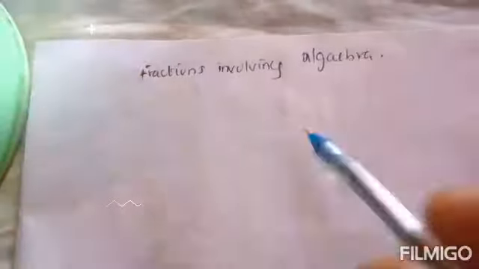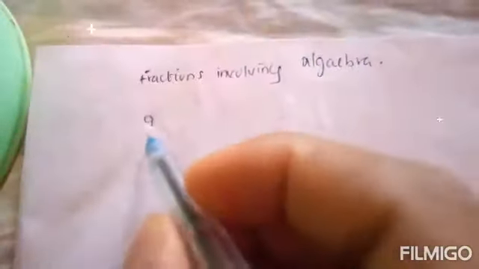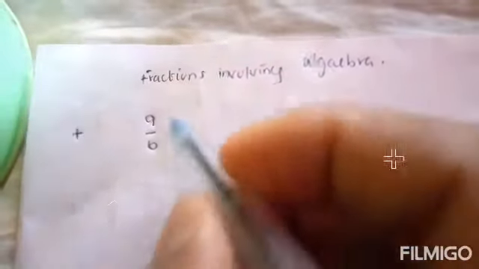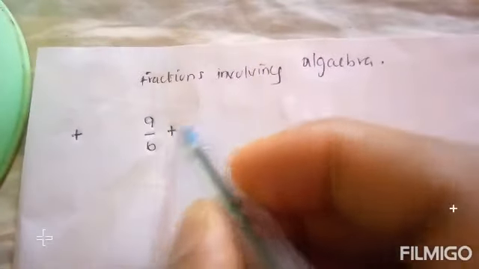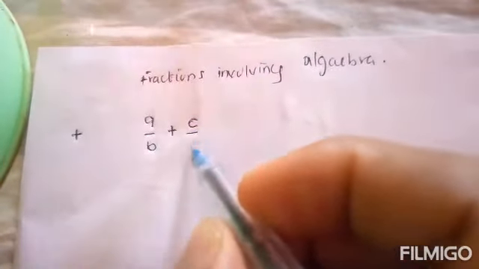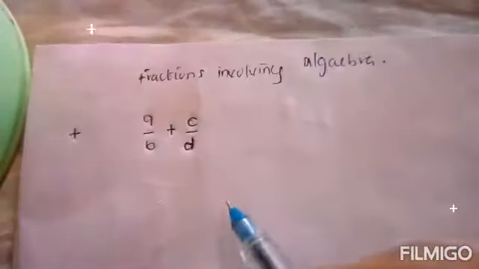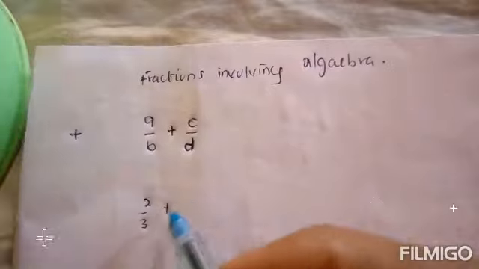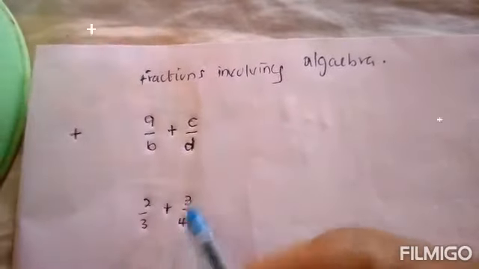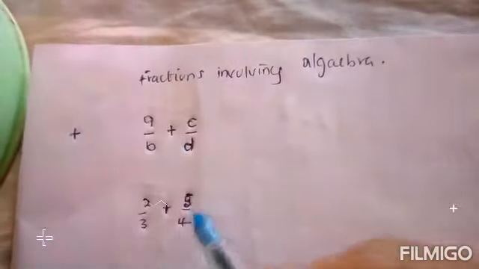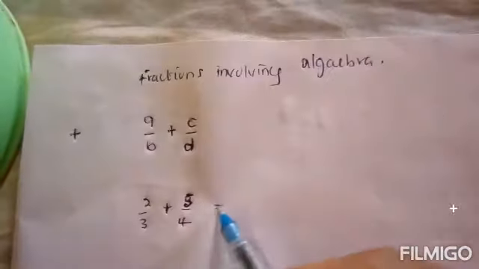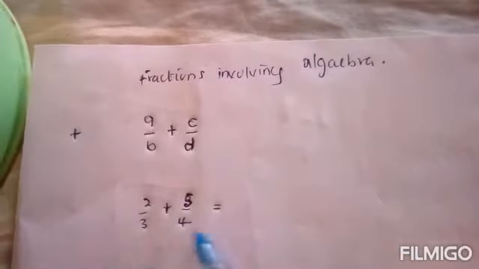So fractions involving algebra, when they give you a over b, let's first do addition. So a over b plus c over d. In the normal circumstance, when you have 2 over 3 plus 5 over 4, what you will do first is find the LCM, right? So here the LCM of 3 and 4, what is it?